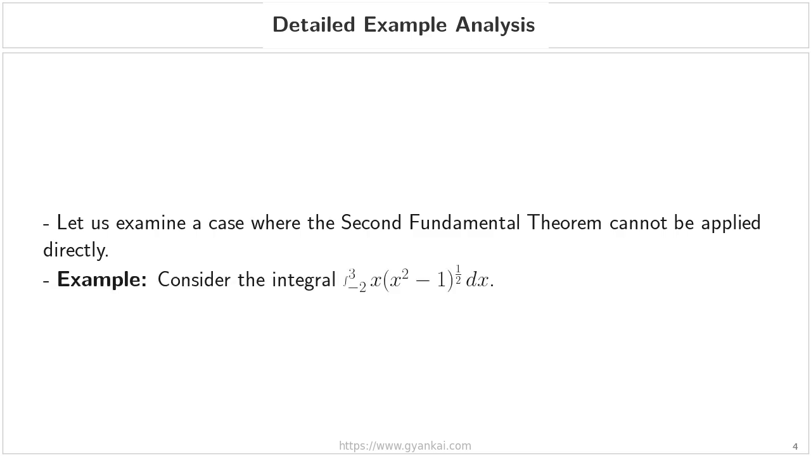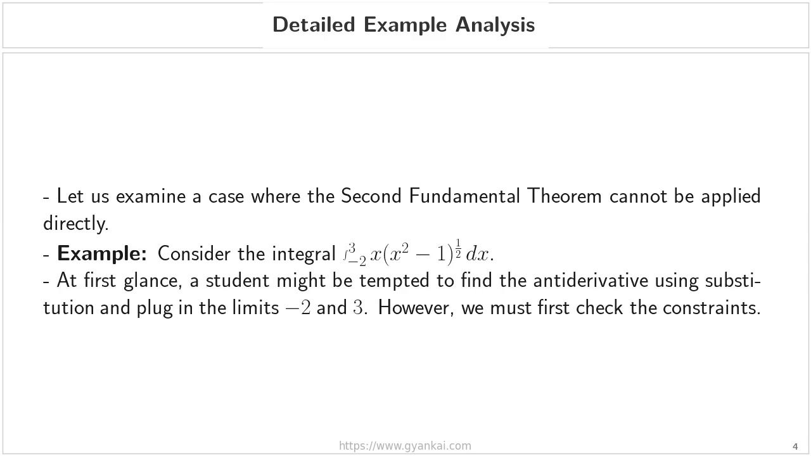We're considering the definite integral of x times the quantity x squared minus 1, all raised to the power of 1/2, with respect to x, evaluated from -2 to 3. Let me say that again more mathematically. The integral from -2 to 3 of x multiplied by the quantity x squared minus 1, all under the radical sign, with respect to dx.